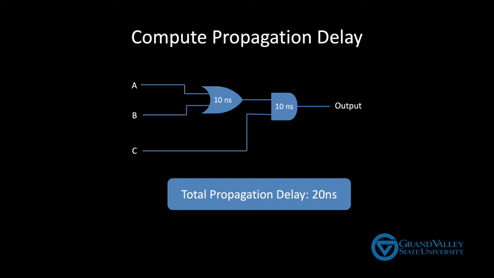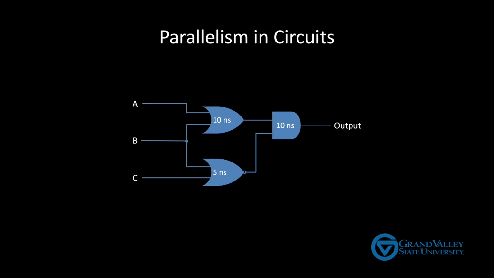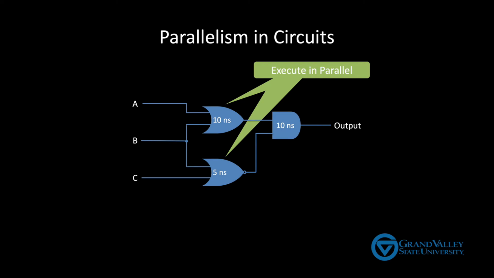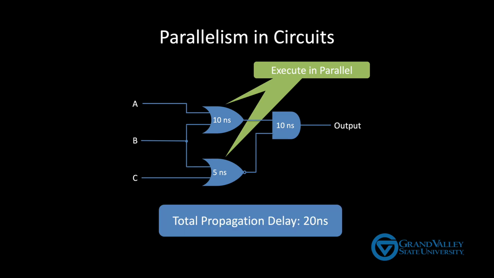However, calculating a circuit's propagation delay isn't as simple as just adding up the delay of each gate. Consider this example. Notice that the OR gate and the NOR gate can run in parallel. Therefore, this circuit has a total propagation delay of 20 nanoseconds. At the end of the first 10 nanoseconds, both the OR gate and the NOR gate are guaranteed to have a stable output, so we just need to wait the additional 10 nanoseconds for the AND gate.